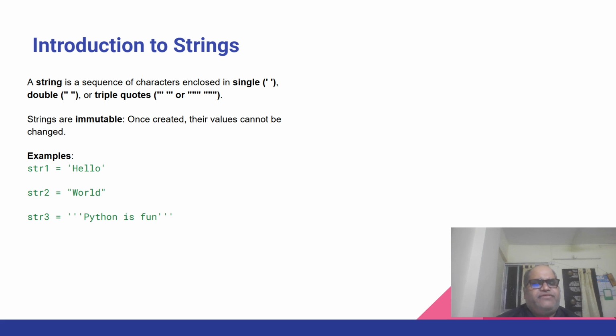As we have introduced the idea of mutable and immutable Python objects, strings are also immutable. What does that mean? Once created, their values cannot be changed, and in case you try changing the string values, like other immutable objects, you will get another copy of it created.